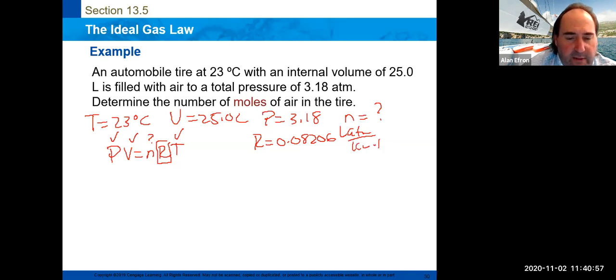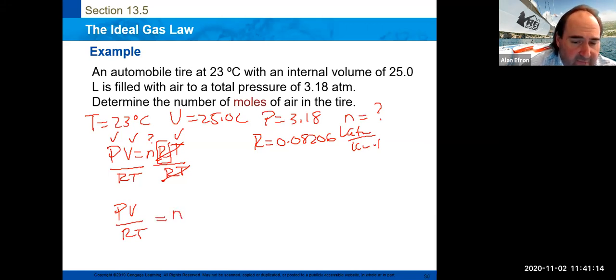That means we can basically solve for n. Same idea to solve for n, we're going to divide RT to the other side. Those guys will cancel each other out, and that will give us PV over RT is equal to n. In terms of units, our volume's in liters, so it's good to go. Our pressure's in atmospheres, if I wrote it, it's good to go.